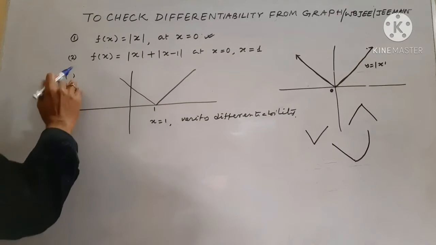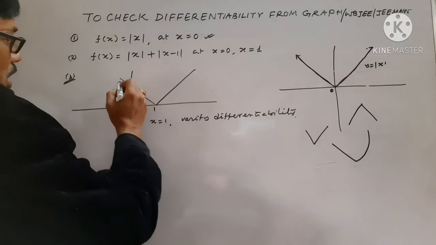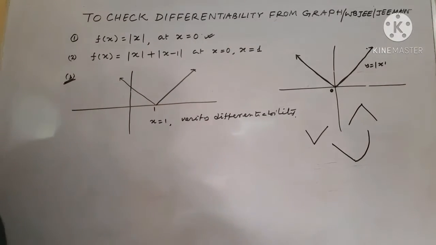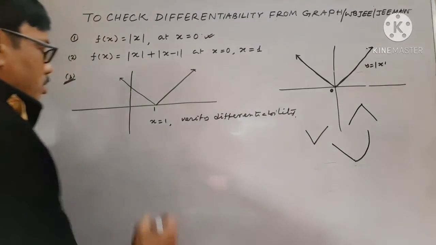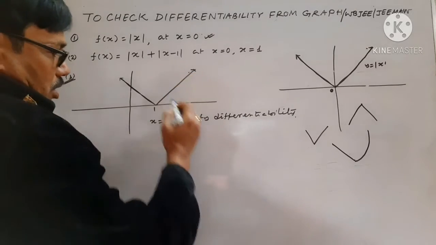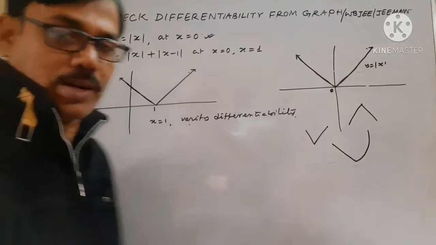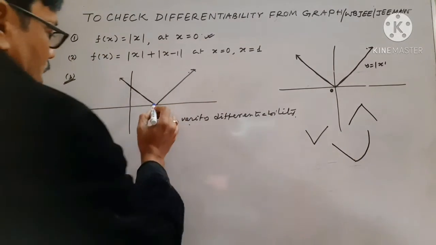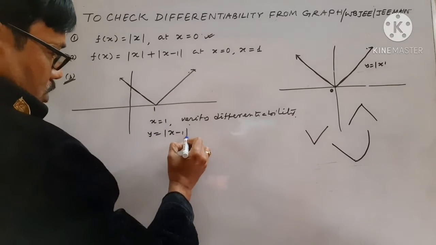Now problem number 3. The graph of a function is given, this type of graph. Verify differentiability at x equals 1. Look, at x equals 1, it has a sharp edge, so not differentiable at x equals 1. So actually it is the graph of y equals mod x minus 1.